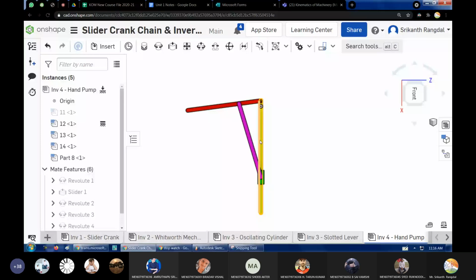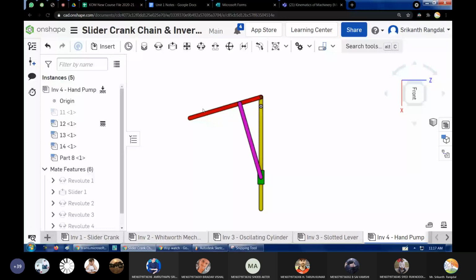So the yellow link will carry a piston at the end, the green link will be slightly modified into a cylinder, and inside that cylinder, the piston will be sucking water from underground, and that sucked water will come out of another pipe. Fine. So the hand pump will use this particular inversion of the slider crank mechanism.